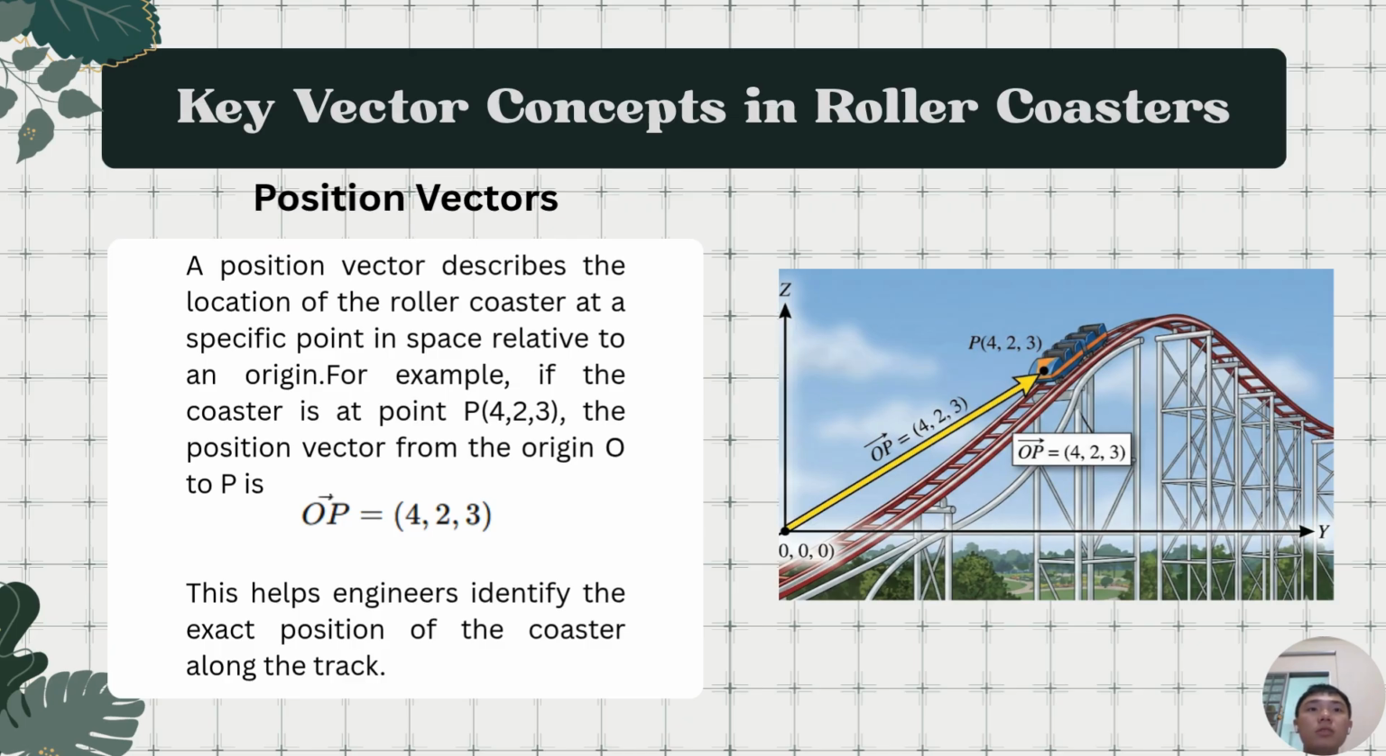In other words, the vector describes the exact location of the coaster in three-dimensional space. This is very important in engineering because the track of a roller coaster is not flat. It often rises and falls. So the z coordinate is especially useful for showing the height of the coaster. So by using position vectors, the engineers can map out the roller coaster pathway clearly and easily and identify the location of each part of the track.